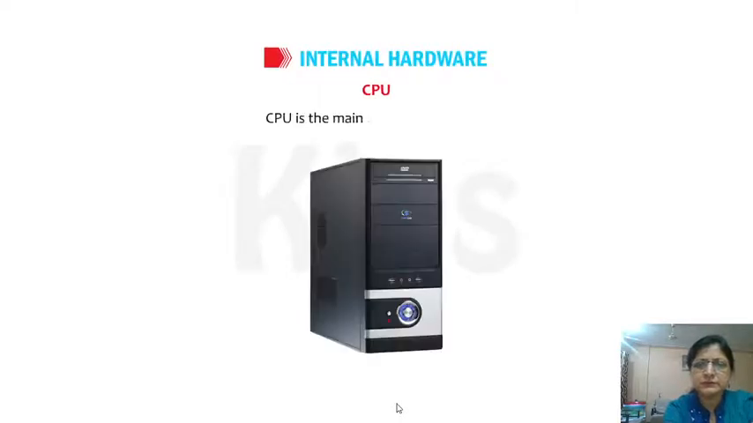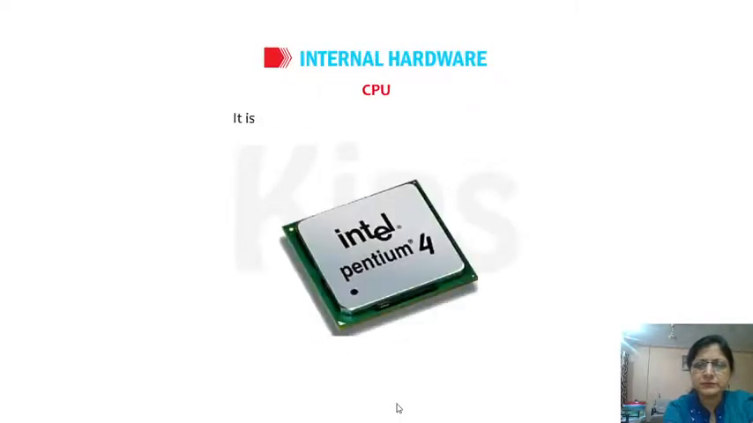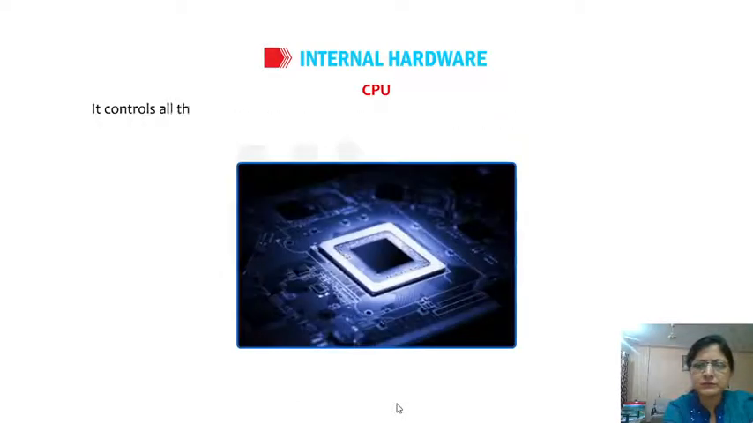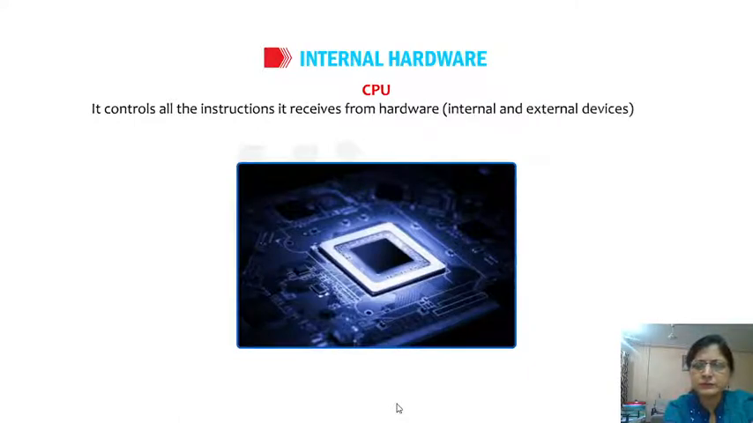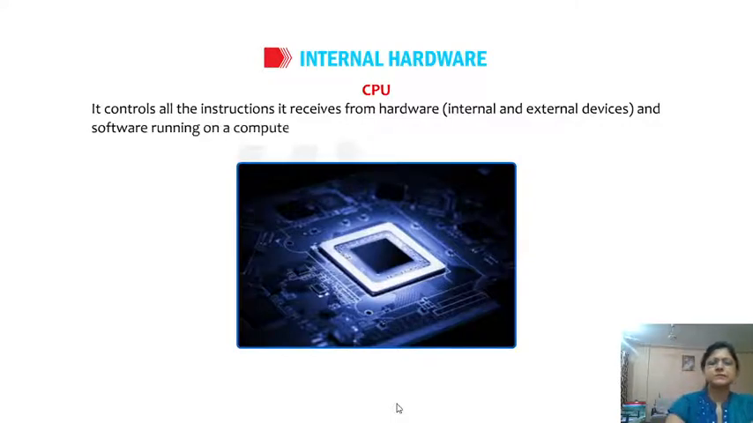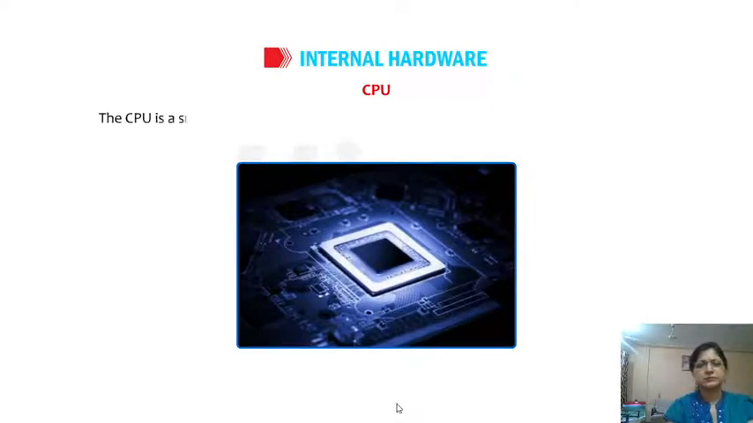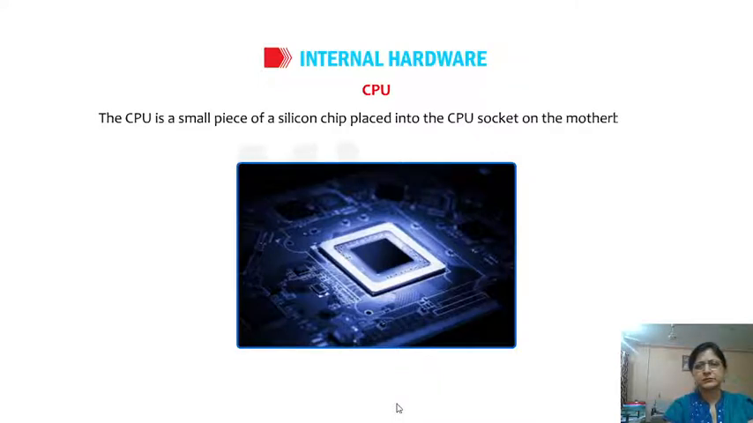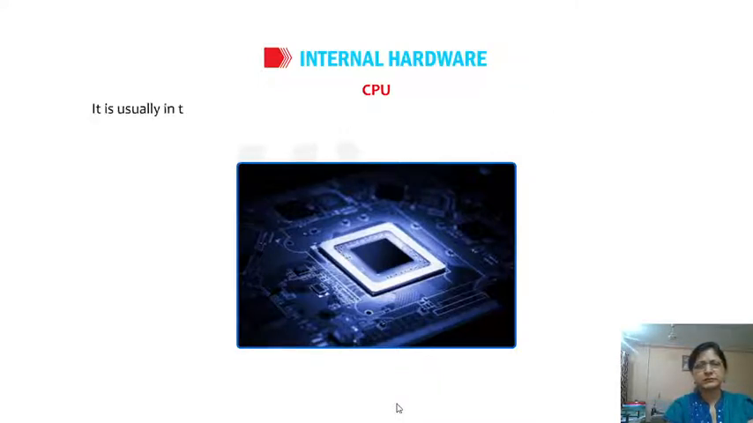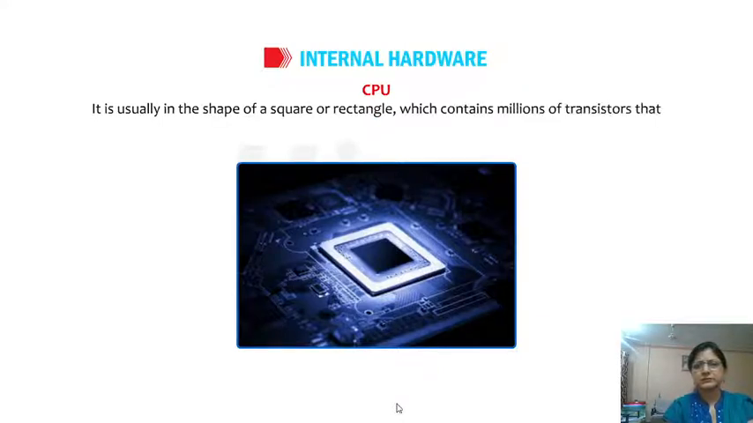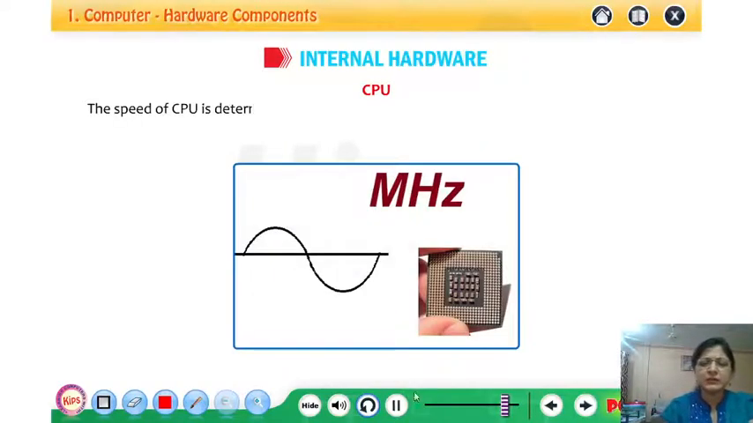CPU. CPU is the main unit of a computer. It is alternately referred to as the microprocessor. It controls all the instructions it receives from hardware, internal and external devices, and software running on a computer. The CPU is a small piece of silicon chip placed into the CPU socket on the motherboard. It is usually in the shape of a square or rectangle, which contains millions of transistors that perform a wide variety of functions.